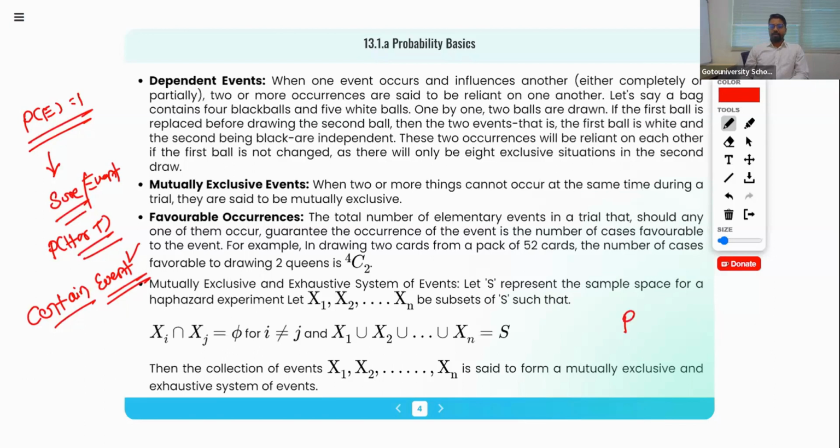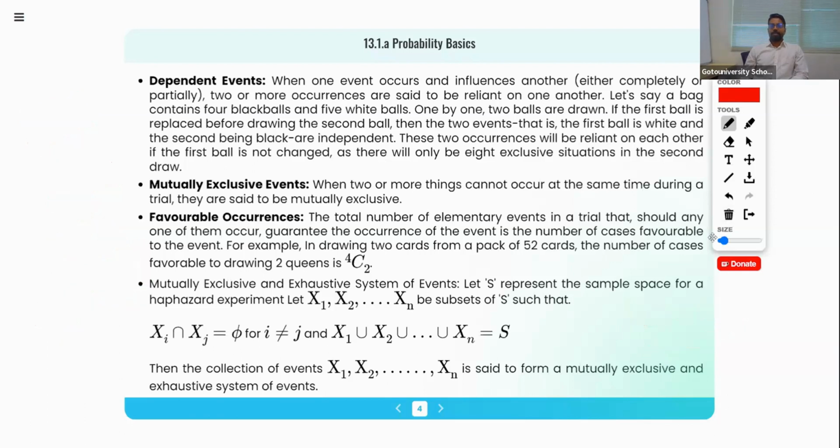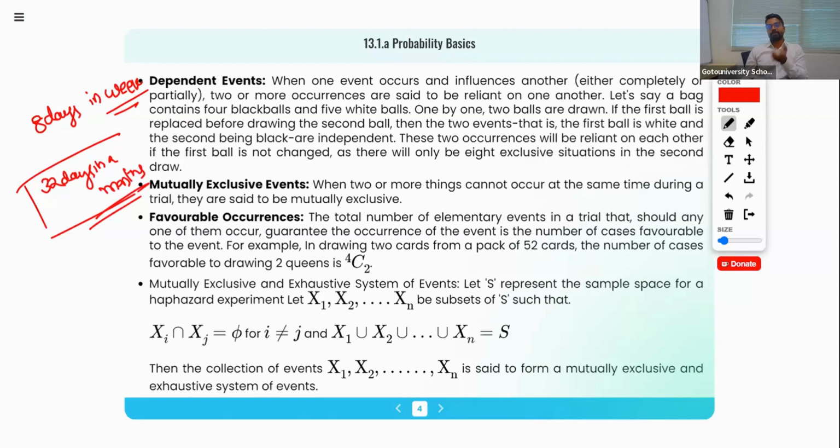Example again, getting either an odd number or an even number in a die. Definitely one of them should come, no? Right? So any other example for an impossible event? Having 8 days in a week. Do you have any week which is having 8 days? No. Having 32 days in a month. No month has 32 days, right? So I can keep on saying all the impossibilities in this world, right? So we can have infinite events which are impossible. Similarly, we have infinite events which can be 100% sure events also.